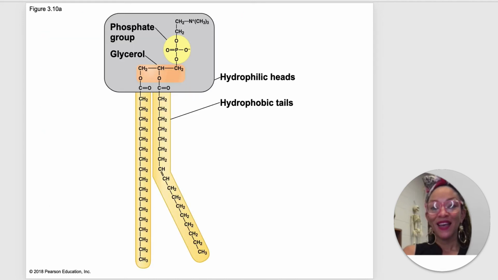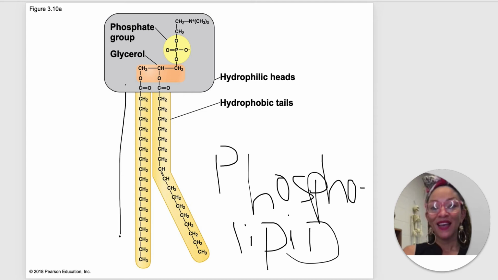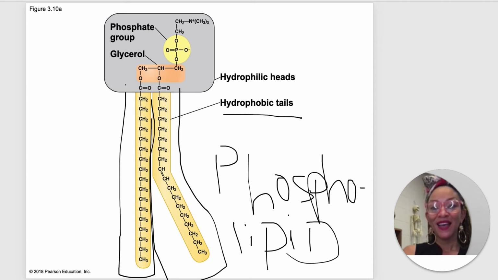Okay. So here's a picture of a phospholipid. So phospho, and then I'll put lipid down here. So just like it sounds, it has a phosphate head. Okay, so here's our phosphate head. And we're going to have 2 little fatty acid chains right here. Remember, these are hydrophobic, so they don't like to be around water, while the phosphate likes to be around water.